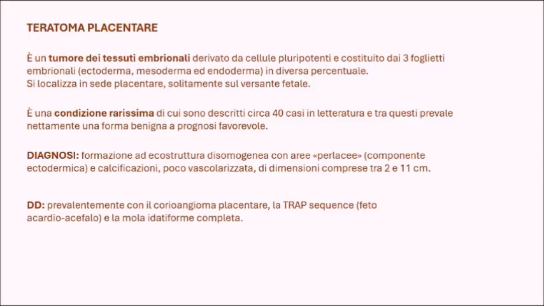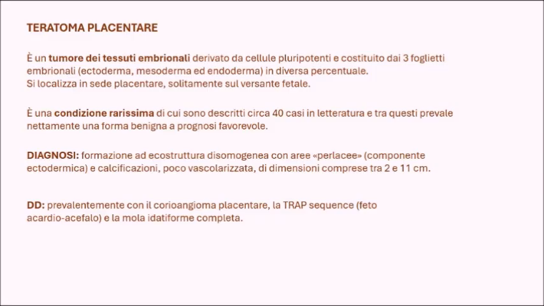It is a tumor of embryonic tissues that originates from pluripotent embryonic cells, composed of all three germ layers, ectoderm, mesoderm, and endoderm, in varying proportions. It is located in the placental area, usually between the amnion and chorion, along the fetal side of the placenta. This is an extremely rare condition with less than 50 cases documented within the medical literature as case reports. But in most of these instances, the prognosis and course of the condition are generally favorable and benign.